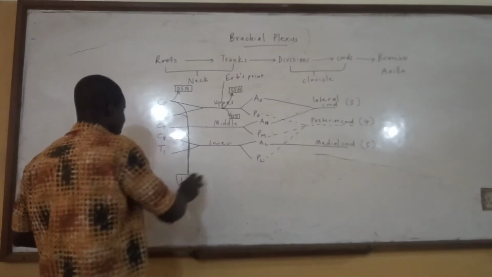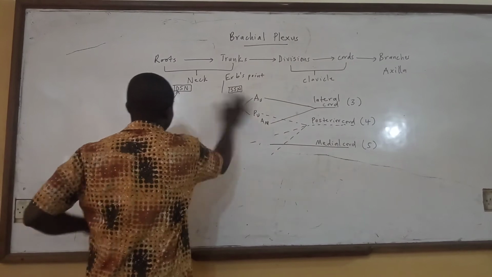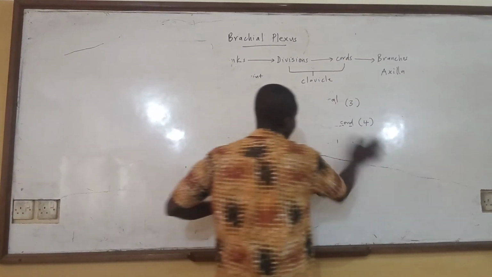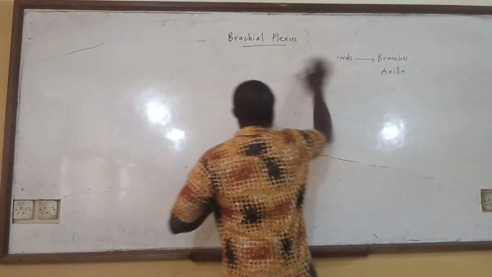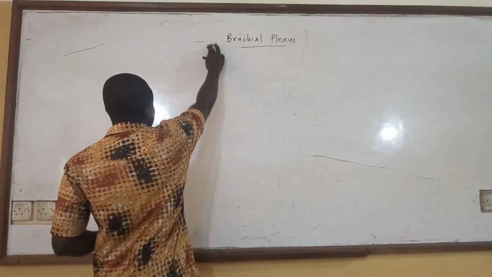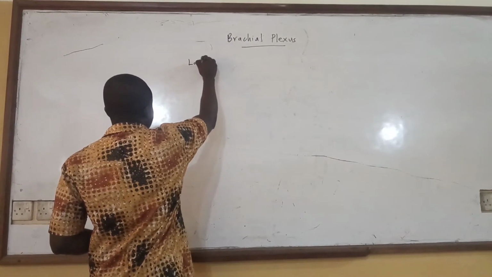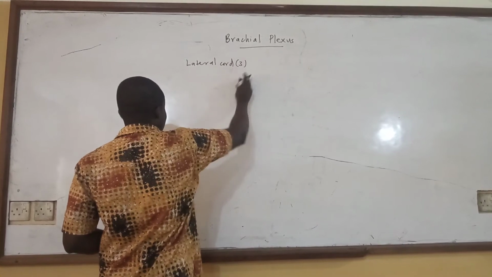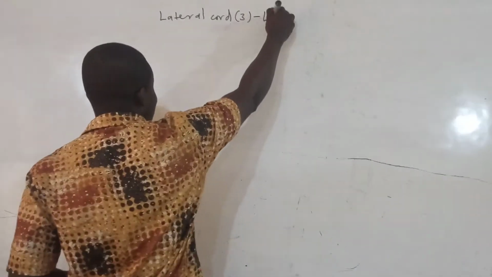So now we are done with this. Now let's look at the various terminal divisions. We said that the lateral cord is going to give us 3 branches, and simply by this mnemonic, LML.